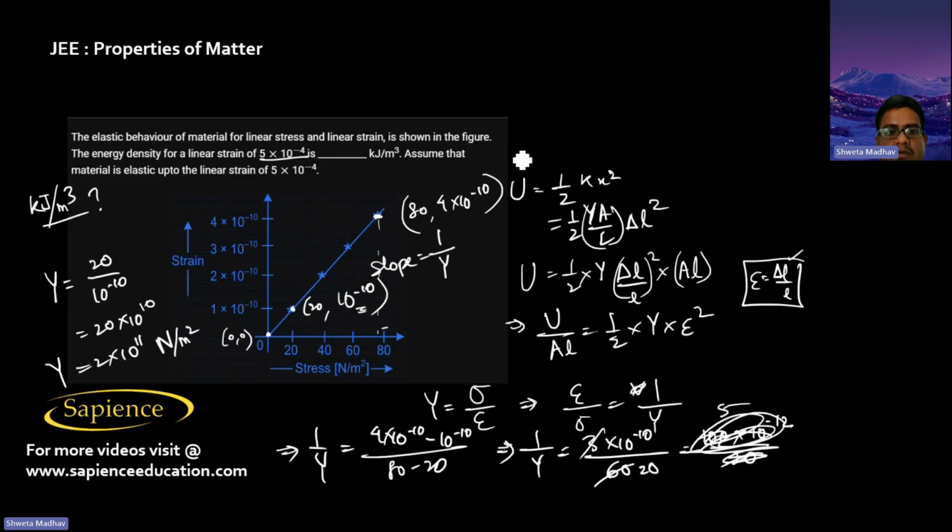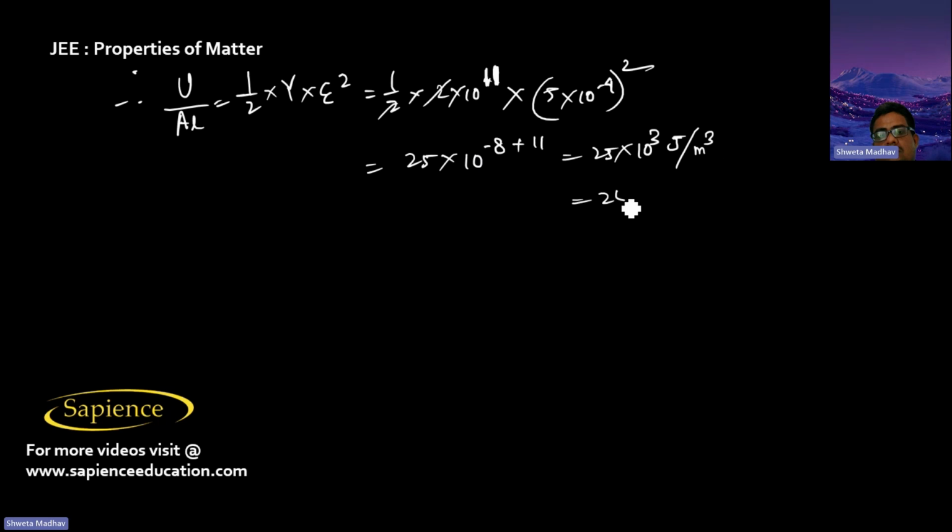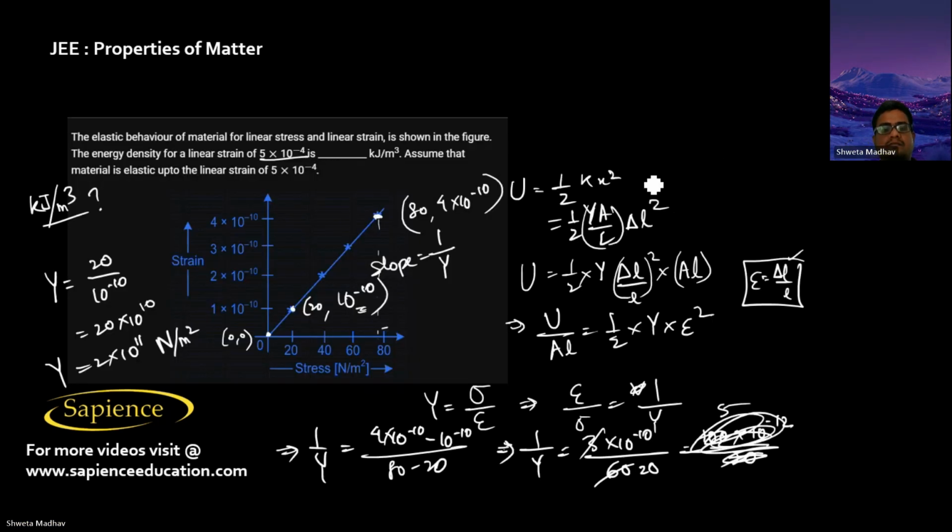And strain is 5 into 10 power minus 4. So if you take the square of this, then half and 2 will cancel. So it is 25 into 10 power minus 8 plus 11, so it is 25 into 10 power 3 joule per meter cube, or I can say it is 25 kilojoule per meter cube. So the answer will be 25.